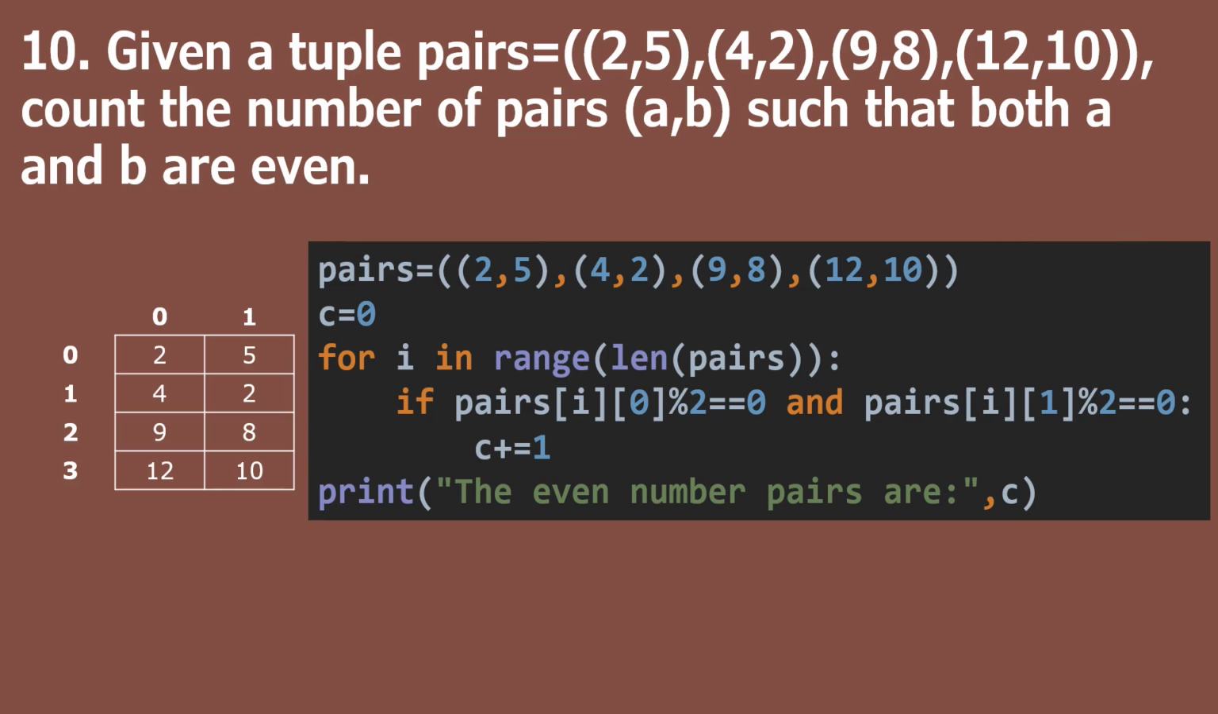Okay, so initially i value is 0. So pairs[0][0] and pairs[0][1], if both are even, then the count value, C value, will be increased by 1. In the second iteration i value becomes 1. So the values at index 1, 0 and 1, 1 both are even. Then C value will be incremented by 1. Like this your loop will continue. Then at the end of your loop you will get the number of pairs. So here the output is 2 because there are 2 pairs where both the numbers are even.